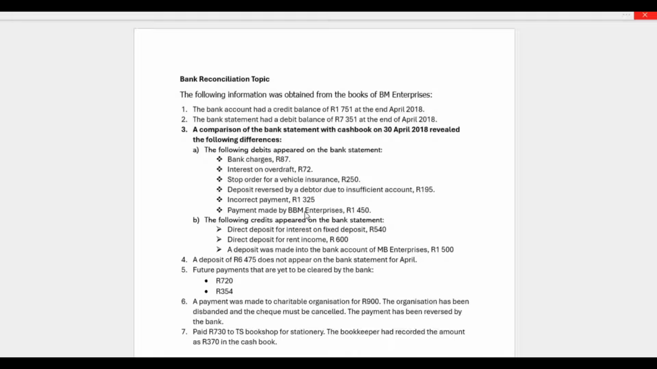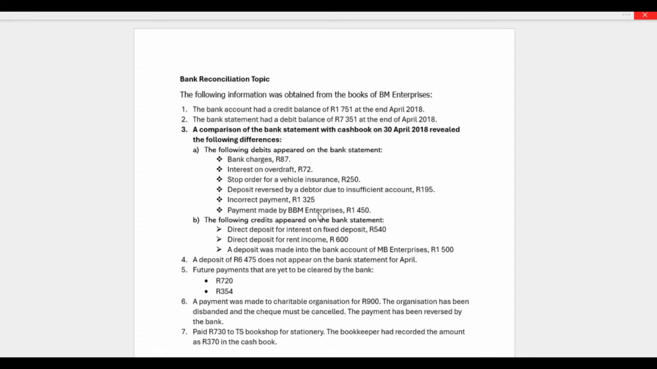Payment made by BBM Enterprises of 1,450. I think this one is also the same as the previous bullet, where they say BBM made payment, right? But we are BM, not BBM. Therefore, the business that is making a payment is BBM, but the bank deducted our money as if we are the one who are paying. Therefore, we need to correct this.